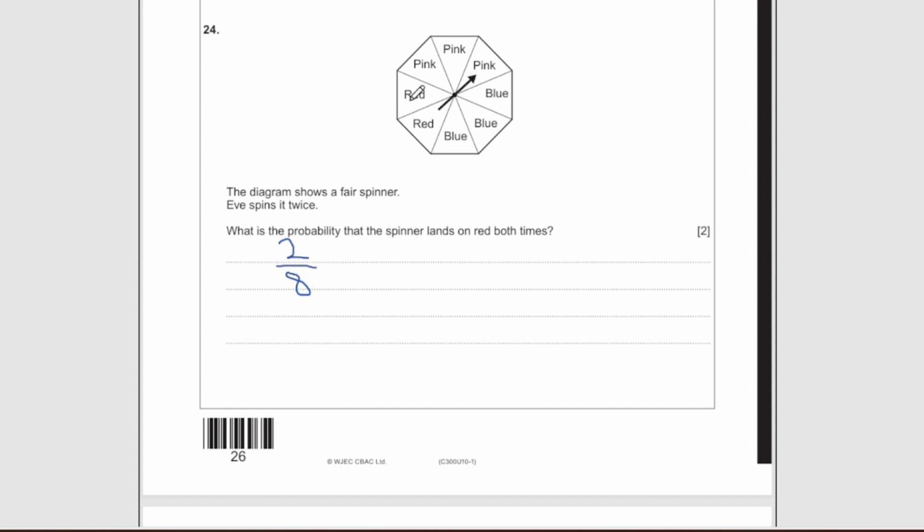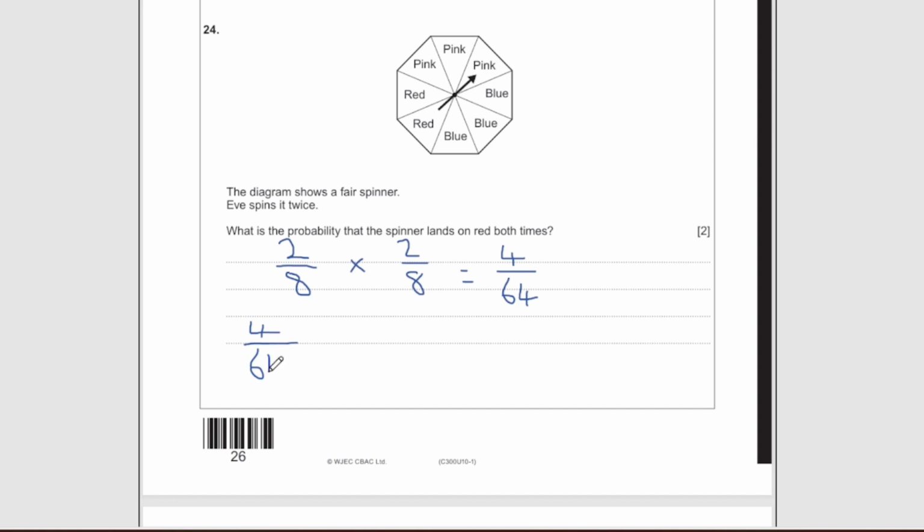We spin it again, lands on red again. That's a probability of 2/8 again. All we need to do here is multiply the probabilities together. When we multiply fractions, we just multiply the numerators together and the denominators together. So 2 times 2 is 4. 8 times 8 is 64. 4/64ths is enough, but we can simplify if we want to.